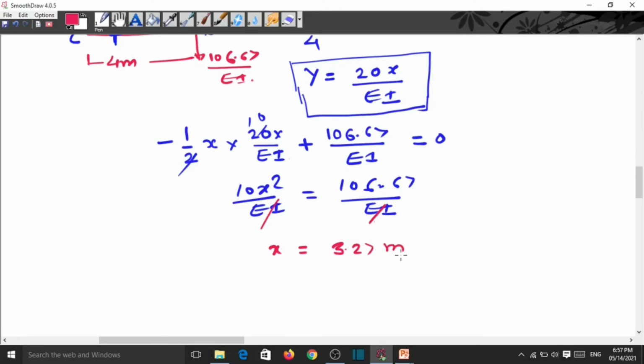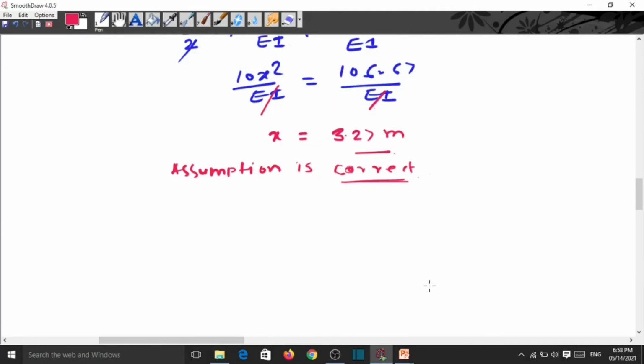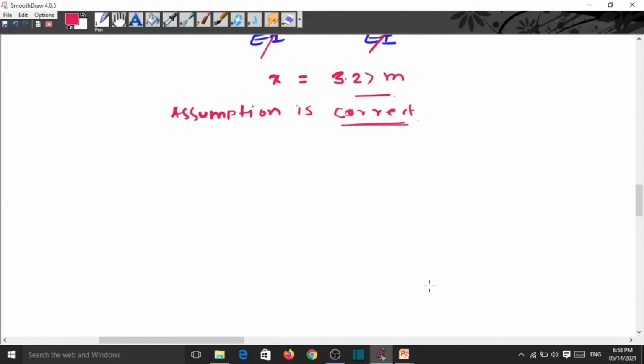3.27 meter. Now this total length is 4 meter and this x is 3.27, meaning our assumption is correct. So we have to find the maximum deflection at a distance 3.27 from the right support.